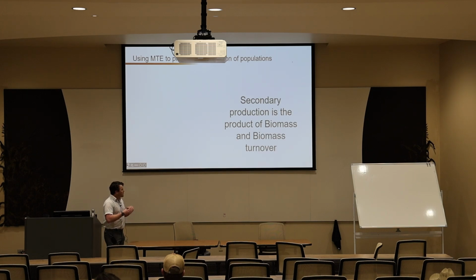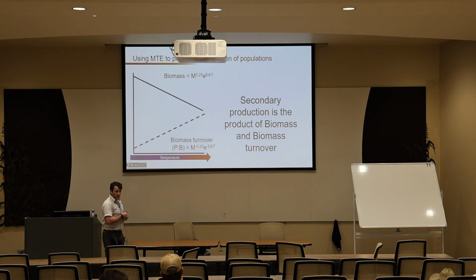And it can be broken down into two broader processes. Specifically, the biomass, so how much stuff is in a place, and then how quickly that biomass turns over. So biomass turnover times biomass is ultimately this process of secondary production. And metabolic theory makes some predictions about how each of these sub-processes should scale with temperature specifically. Let's walk through what some of those predictions are.